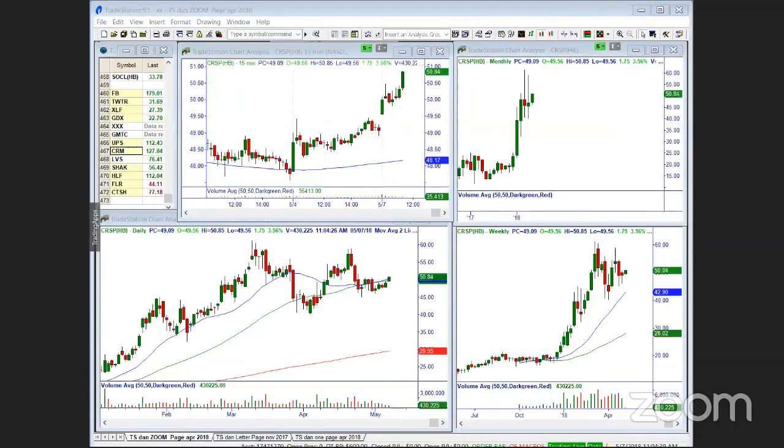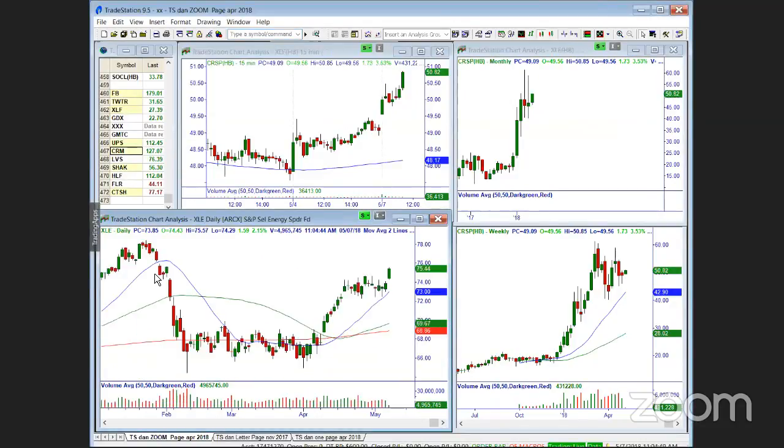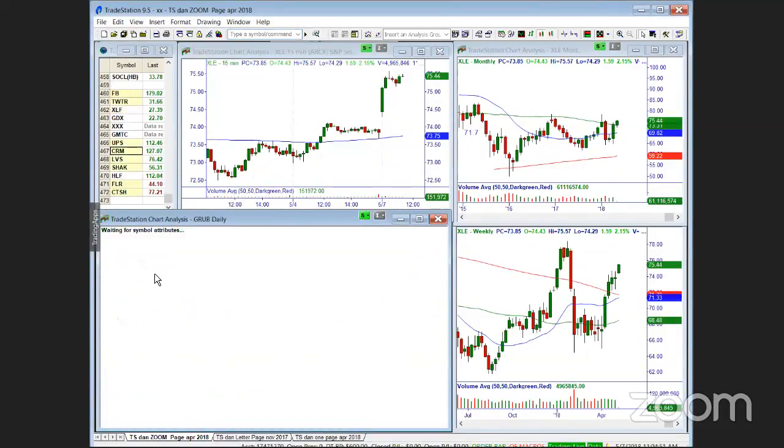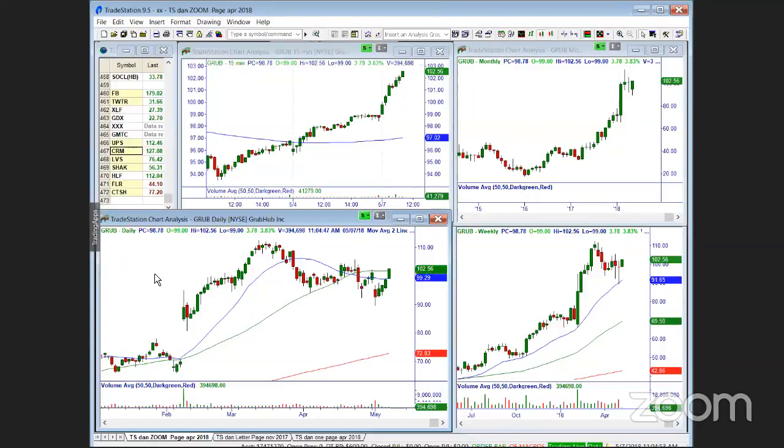Look at Grub. Nothing to do with it right now, but look at how it came back down after that whipsaw. It tried to break out higher, whipped back down lower. Now it's coming back up again to where it was. Mm-hmm. It'll eventually settle down, looks like, to go higher.